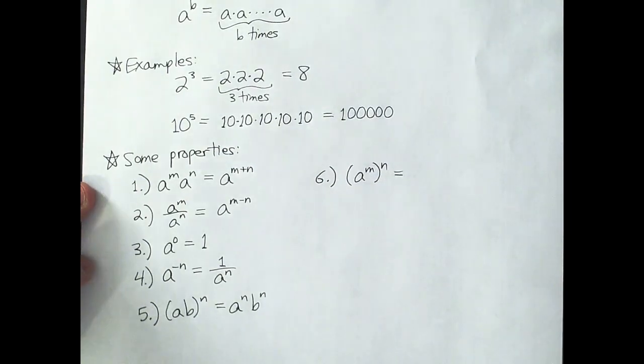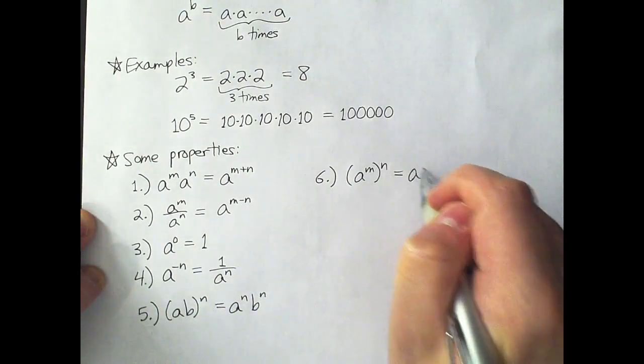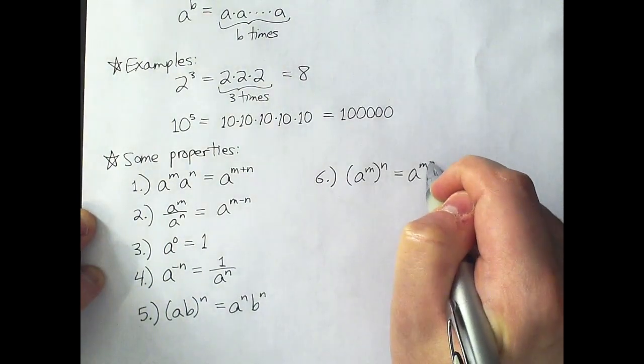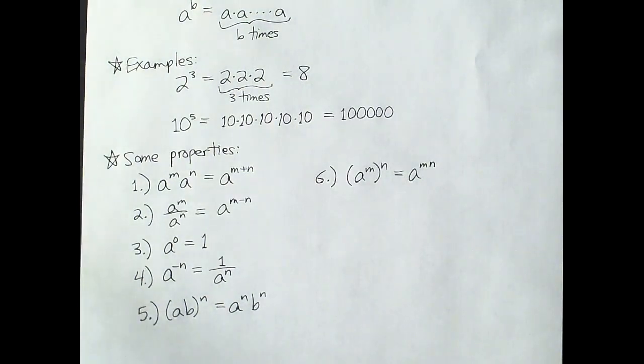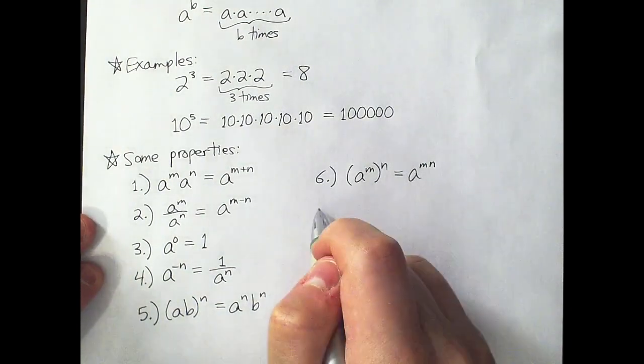So this looks like we're doing a to the m first, right? Typically with parentheses, you do the part in parentheses first, and then you would do the part on the outside. This property is going to say that that actually equals a to the mn. So it's okay to just multiply m times n and get one exponent out of it. So if you're raising to the 2 and then you're raising to the 3, you could just raise to the 6. Gets the same result.